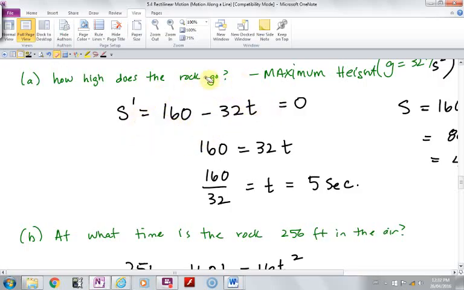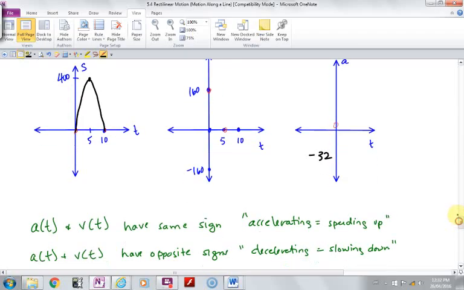It's a straight line, right? With what kind of slope? Negative slope. Good. So this function is going to start at 160, and at 5 seconds it's going to be at 0, and then at 10 seconds it's going to be back to negative 160. Let's see if I can draw it a little bit straighter. So it's going to look like that. That's what my velocity function is going to look like.